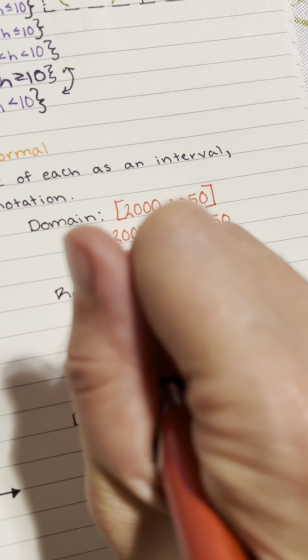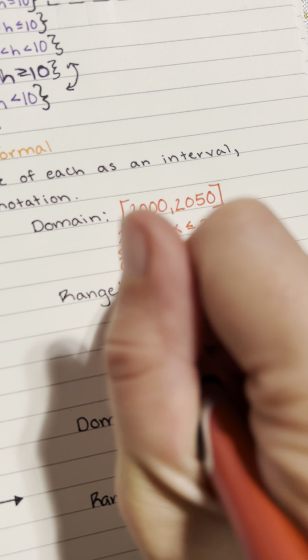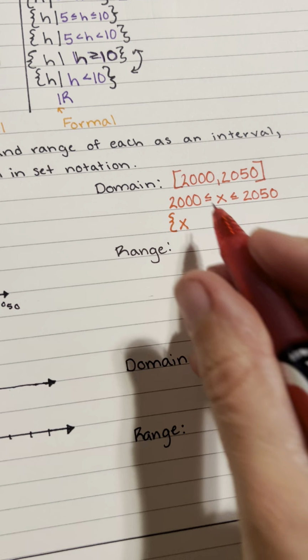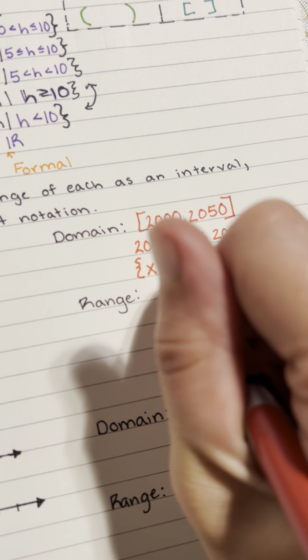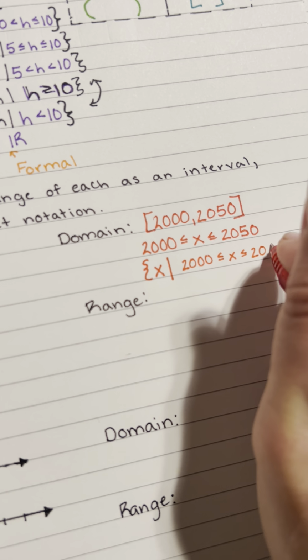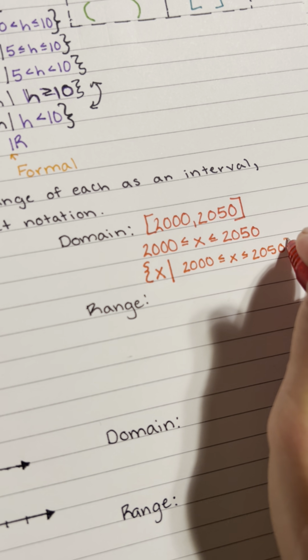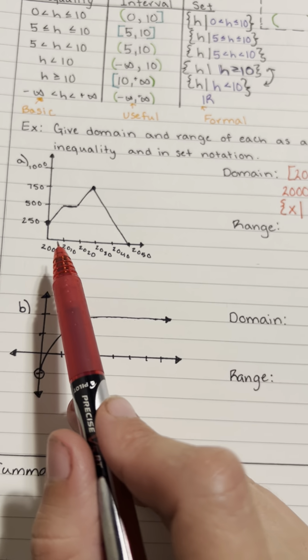And then finally, for the domain in set notation, do that fancy squiggly line. And this time we're going to choose the variable X because again, we're talking about the domain. So X such that 2000 is less than or equal to X is less than or equal to 2050. All right, so that's going to complete the domain for this function.